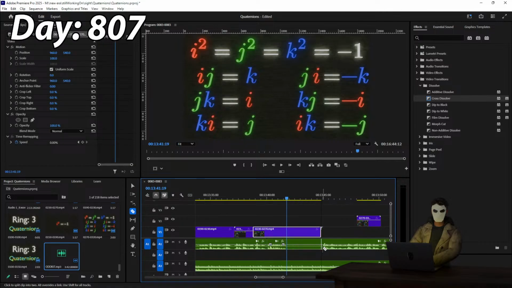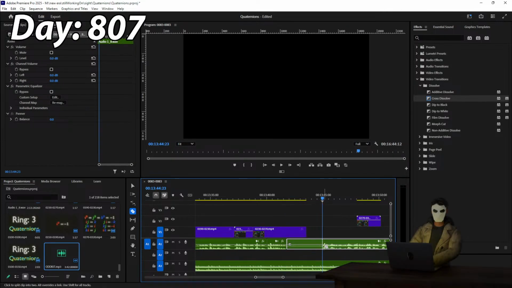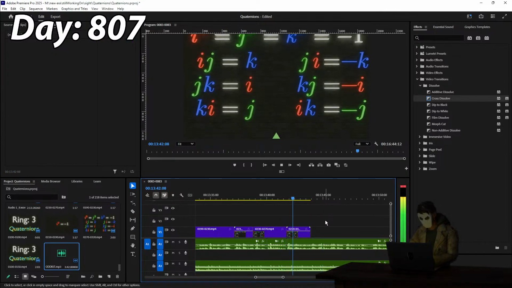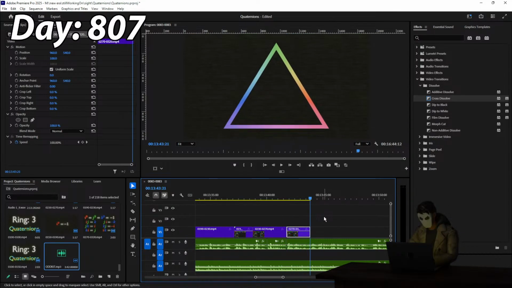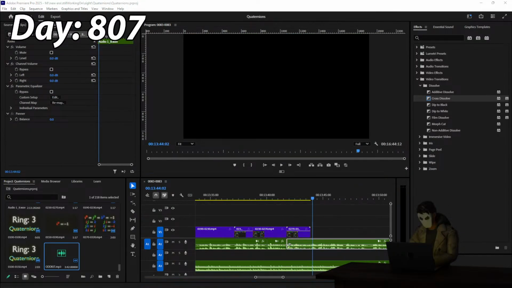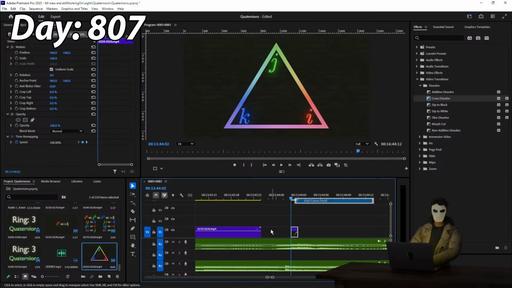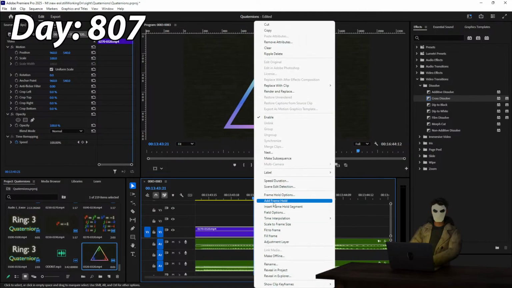And then cut this, cut that, cut all around. Perfection. Imagine these quaternions on a triangle, and that's so we want them to spark into existence. Simple as it could be.